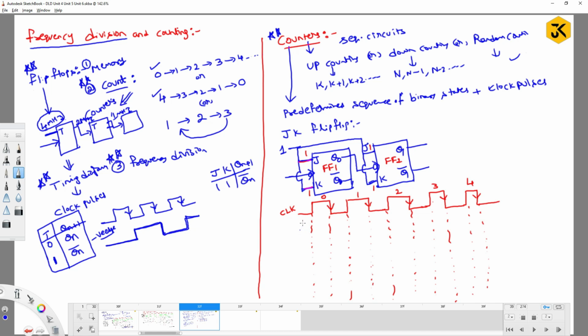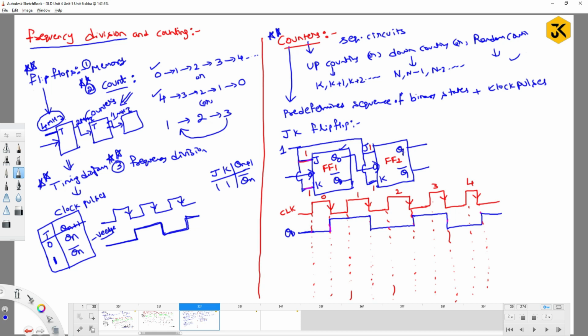For example, if I say that Q0 is presently at the low level, I will trigger it when edge triggering occurs. It continues until the next edge, the negative edge triggering. So it keeps continuing: it goes up, again down, again up, and continues. This is the Q0 output. What is happening?